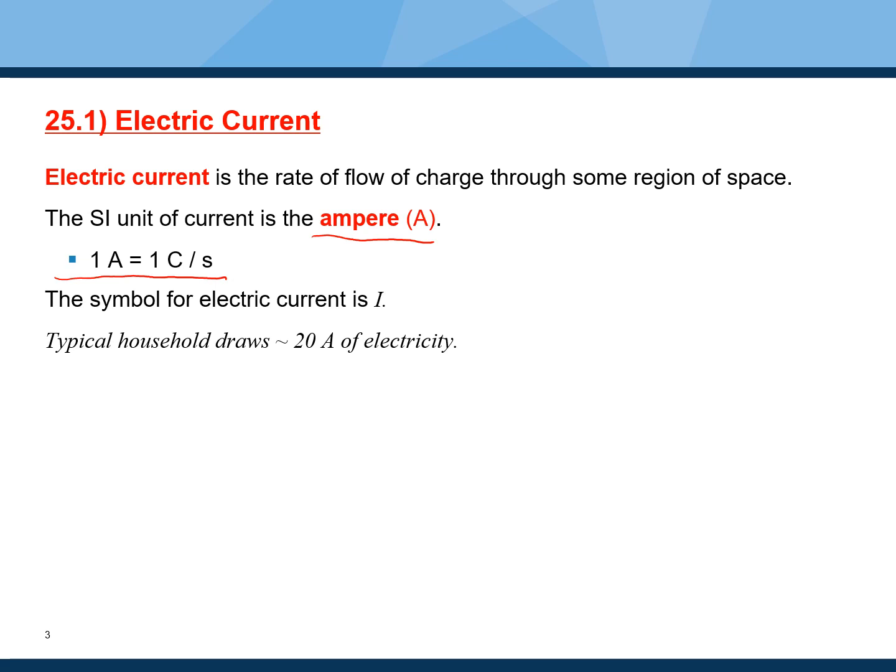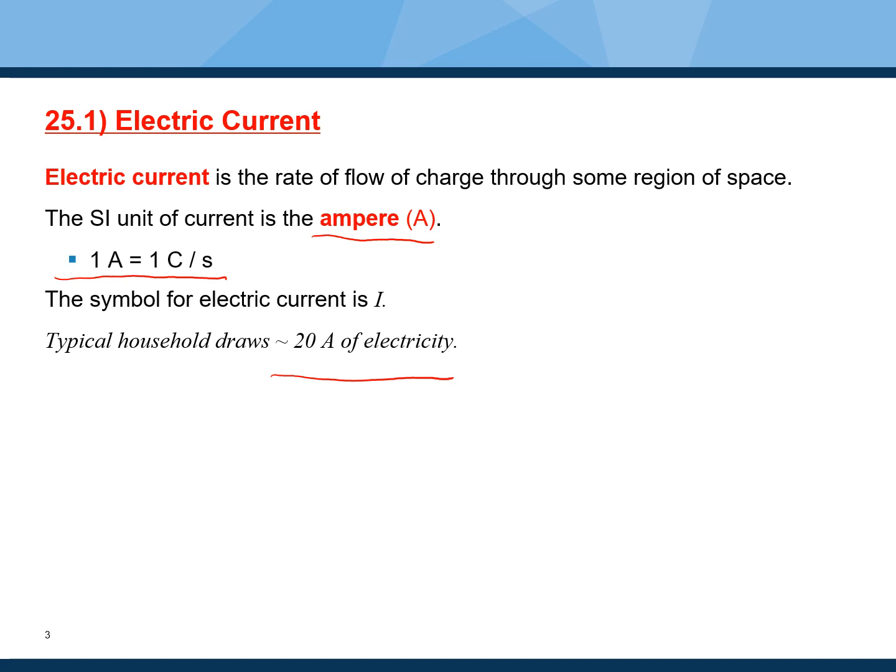Now, just to set up a baseline, a typical household in the United States draws about 20 amps of electricity. So if you go to the basement of your house and you see the fuse box, most of those fuse boxes, depending on the size of house that you have, will either be rated for 20 amps, or if you have a particularly large house, then it might be rated for 40 amps.